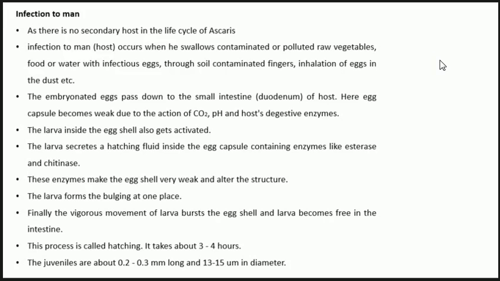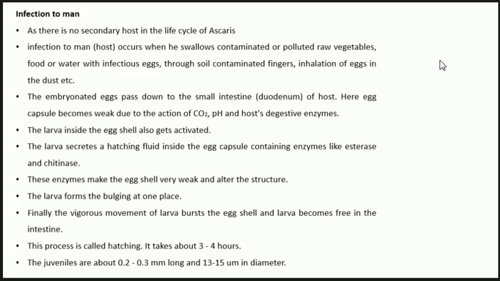Infection may occur through contaminated raw vegetables, food or water where the infectious eggs are present, or if we haven't washed it properly and then use it, then you may get the contamination. Also through soil-contaminated fingers. We know that small children always like to play in the soil, and within the soil you may have these eggs. So ingestion of these eggs may also take place through dust.